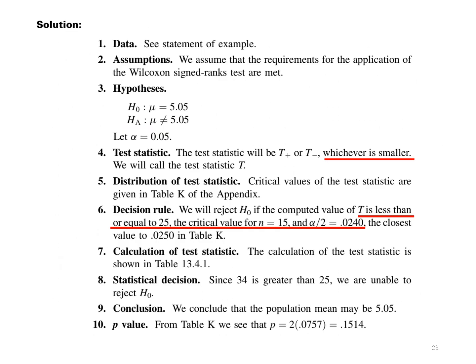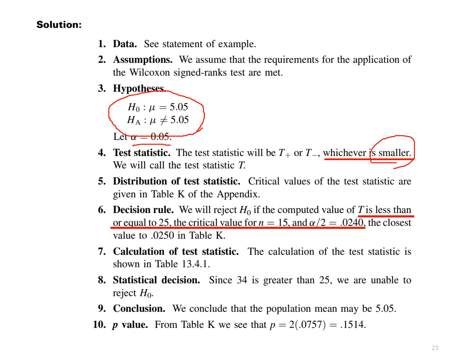Then let's look at the solution process here. We have the data. The assumption is that the data is suited for the Wilcoxon signed rank test format, and the hypothesis is here. The null is a two-tailed test, mu is 5.05, and alpha is 0.05. Then with the T value, we are using the smaller value.